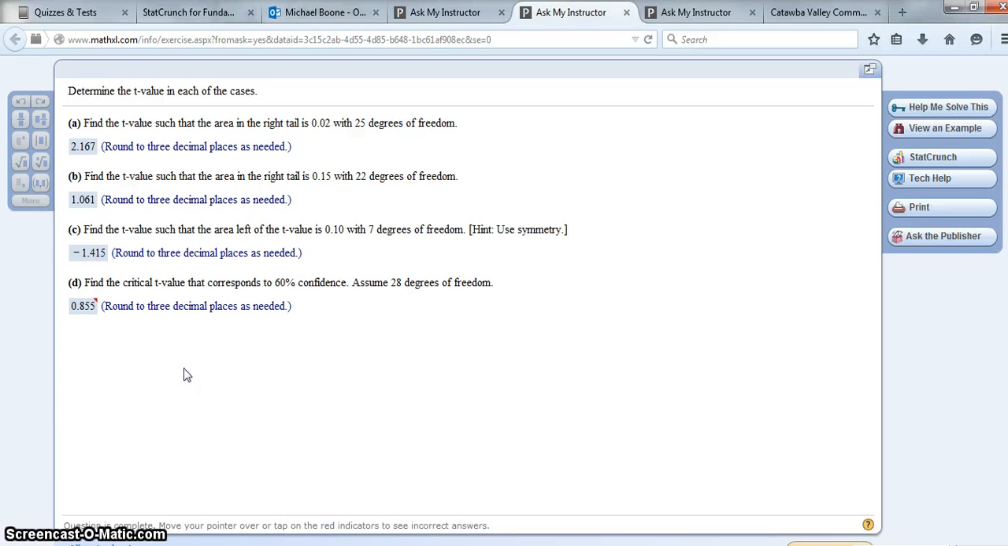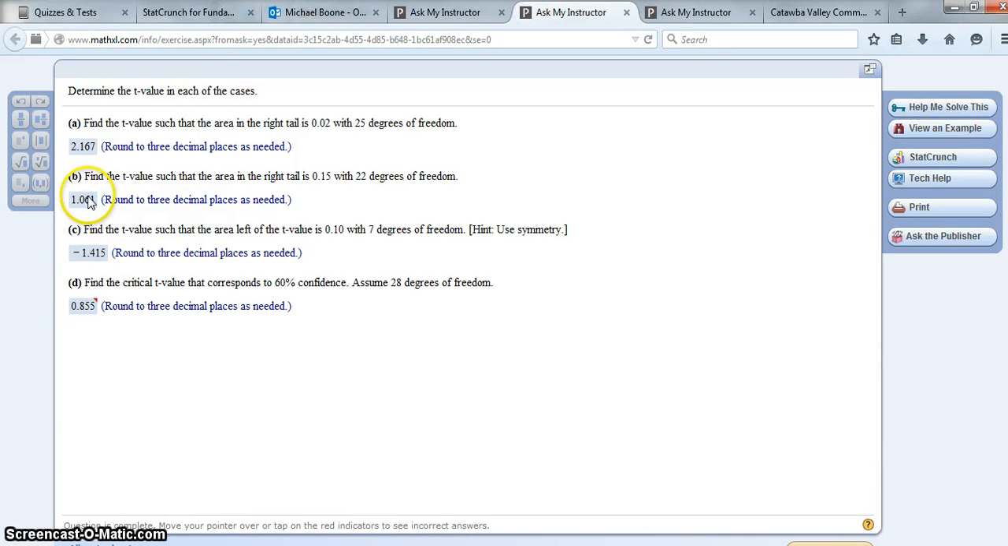I think it should accept positive 0.855 as well. I guess when we're looking at critical values, there are always plus or minus. So I would just go with the positive number, 0.855. But that's how you would find it.